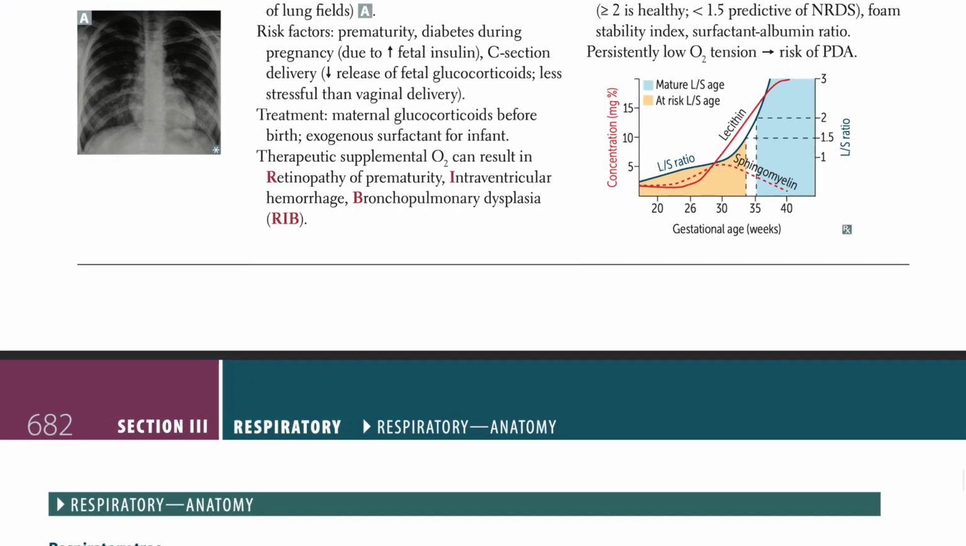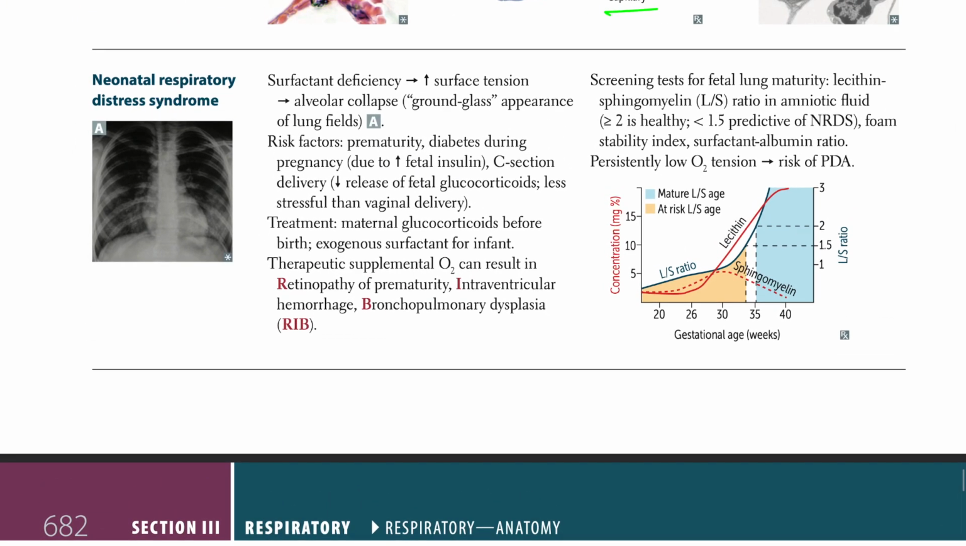Now we are looking at the next one, which is your NRDS, Neonatal Respiratory Distress Syndrome. Here you all know we have surfactant deficiency, which will cause an increase in surface tension, which will cause alveolar collapse, which gives a very high yield ground glass appearance on the lung fields. Right here, you can see some ground glass appearance of the lung fields. Highest yield are the risk factors, which are prematurity and diabetes during pregnancy, and that's going to cause an increase in fetal insulin.